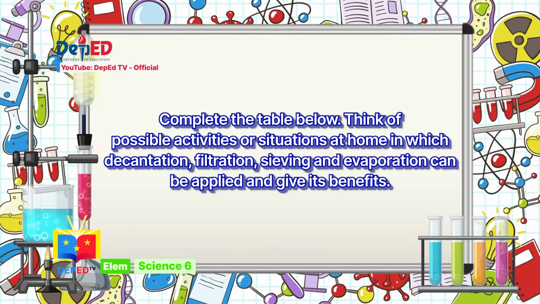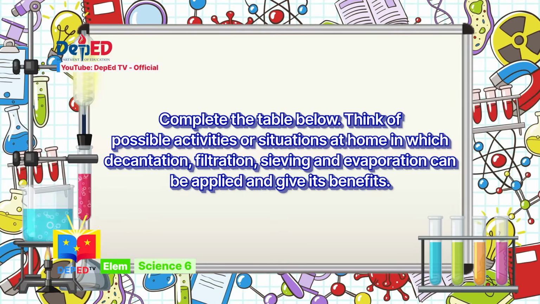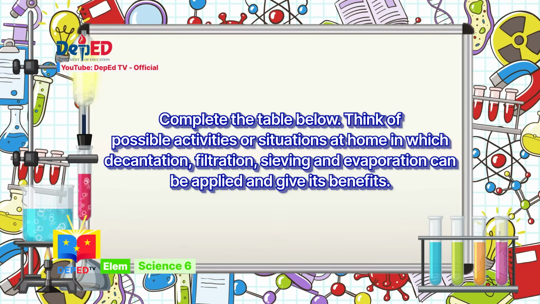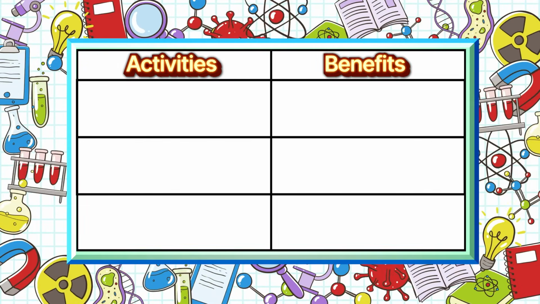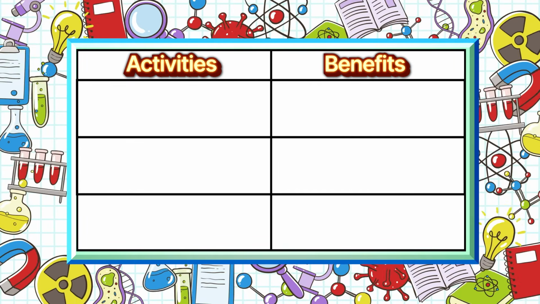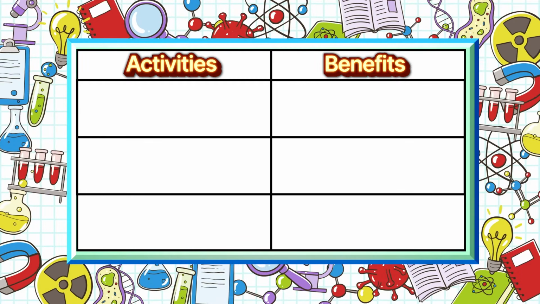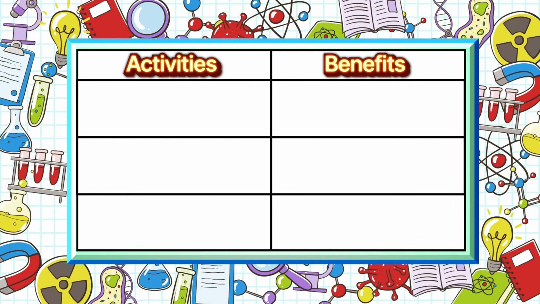Complete the table below. Think of possible activities or situations at home in which decantation, filtration, sieving, and evaporation can be applied, and give the benefit for each one. What are the activities at home in which decantation, filtration, sieving, and evaporation can be applied? Give its benefits. Very good, science-minded learners.